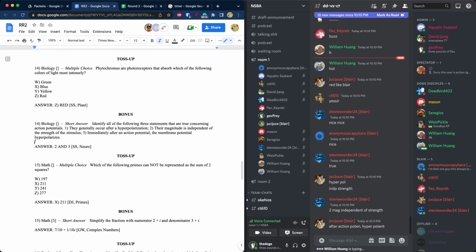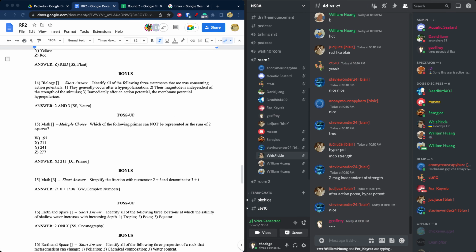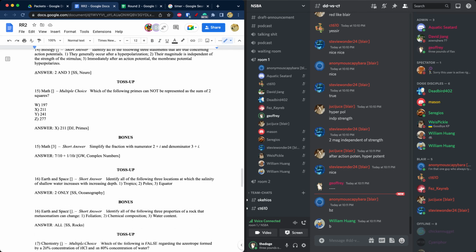That's correct. Nice. Toss up math multiple choice. Which of the following primes cannot be represented as the sum of 2 squares? W, 197. X, 211. Y, 241. Z, unknown. X. That's correct.